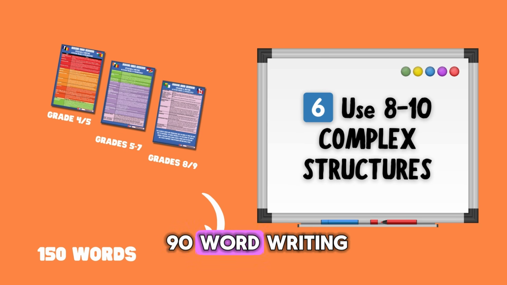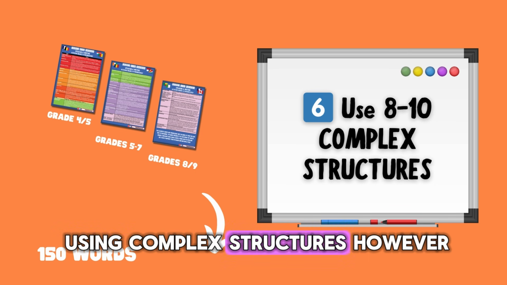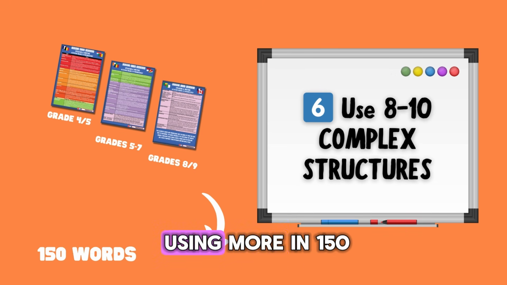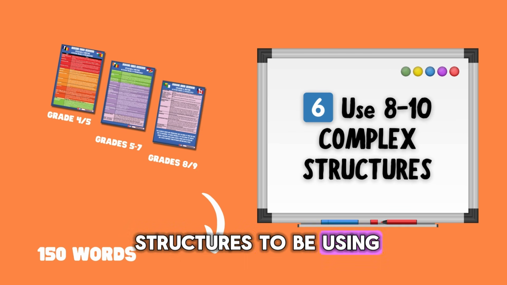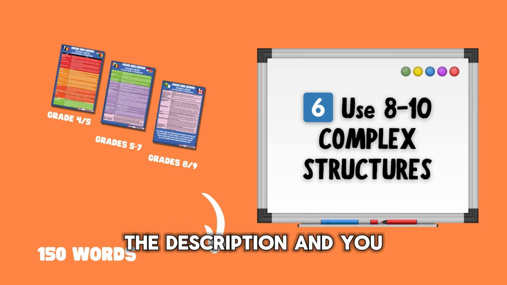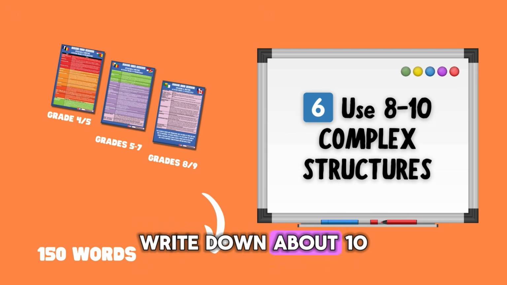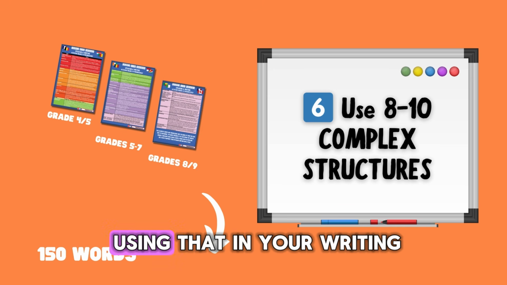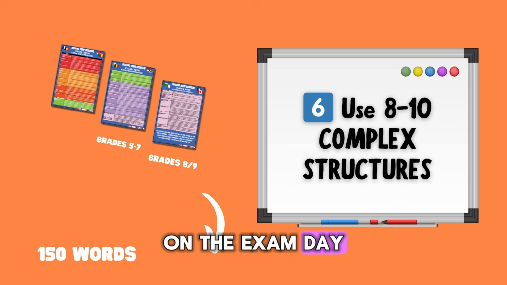Just as with the 90 word writing, make sure that you're using complex structures. However, you want to be using more in the 150 words. Again, not sure what complex structures to be using? Download my handout at my website, linked in the description, and you will find some. Write down about 10 to 12 and ensure that you're using that in your writing on the exam day.